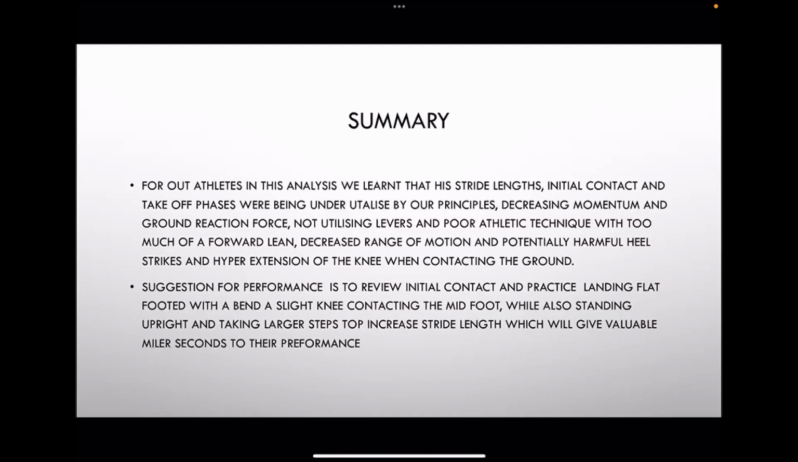A quick summary. For this athlete analysis, we learned that his stride length, initial contact, and takeoff phase were being underutilized by our principles, decreasing his momentum and his ground reaction force, not utilizing levers, and showing poor athletic technique, with too many forward leans, decreasing the range of motion in his right hip when he was doing his swing, and potentially harmful heel strikes and hyperextension of the knee when contacting the ground.